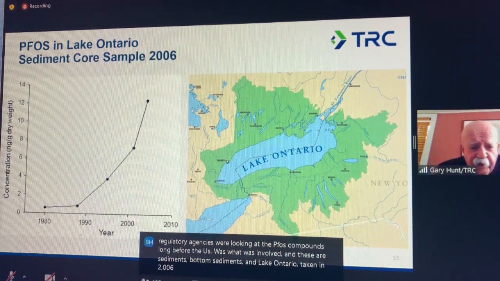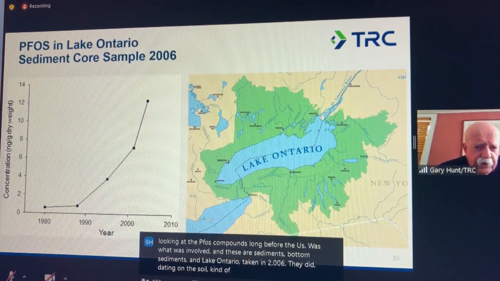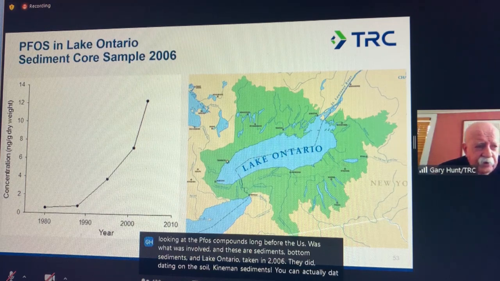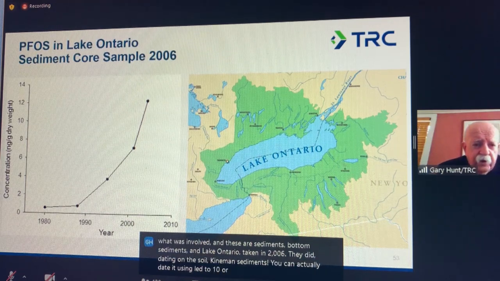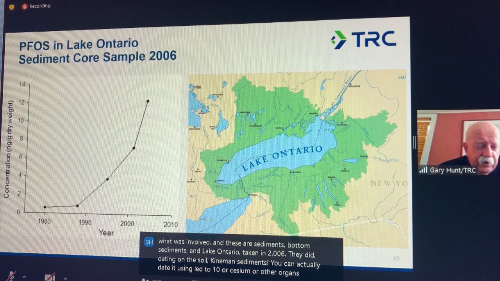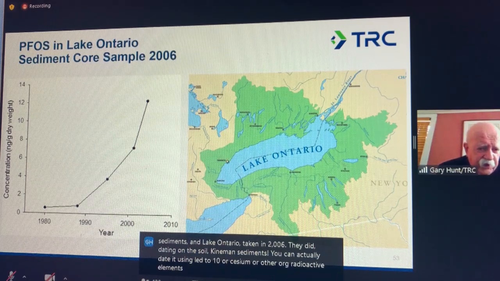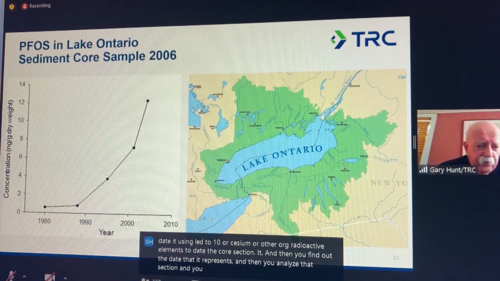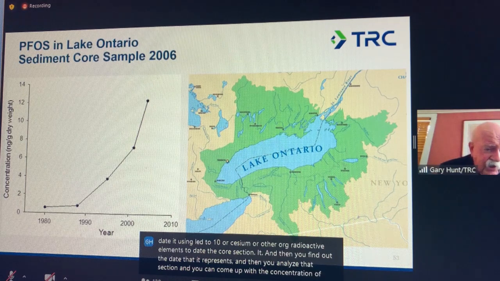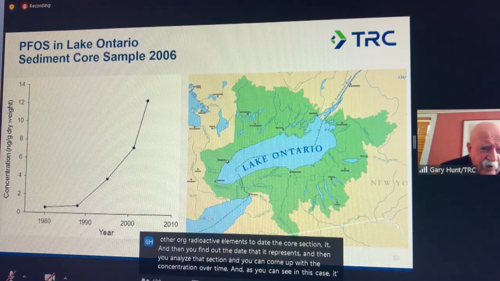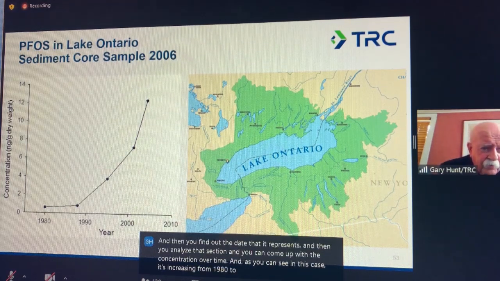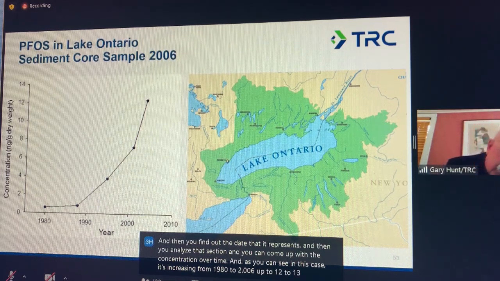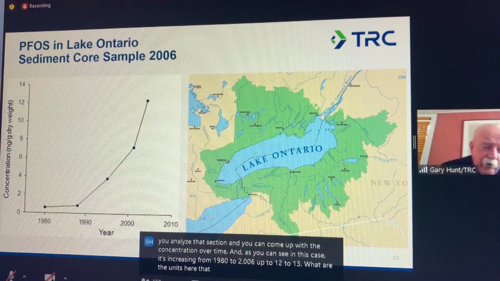They did dating on the sediments. You can actually date it using lead-210 or cesium or other radioactive elements to date the core. You section it, and then you find out the date that it represents, then you analyze that section, and you can come up with the concentration over time. As you can see, in this case, it's increasing from 1980 to 2006 up to 12 to 13. What are the units here? Nanograms per gram in the sediment.